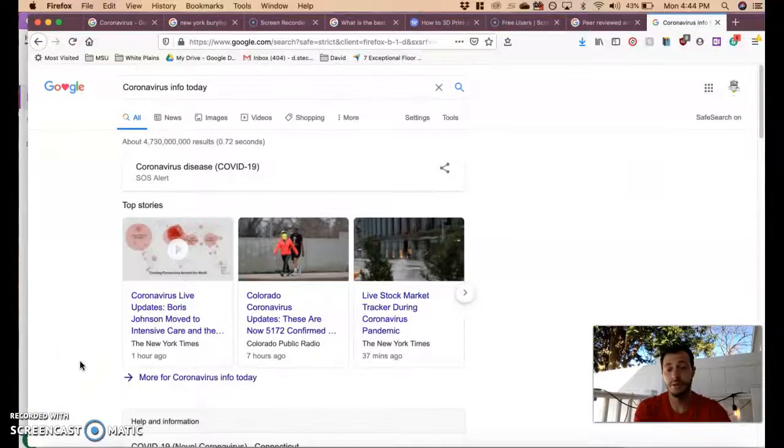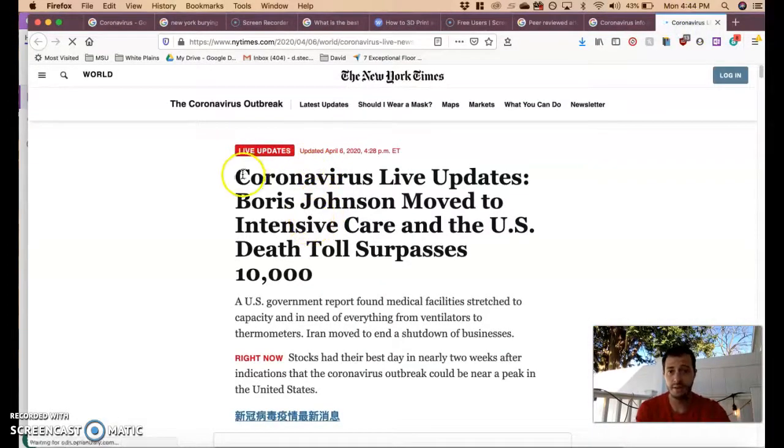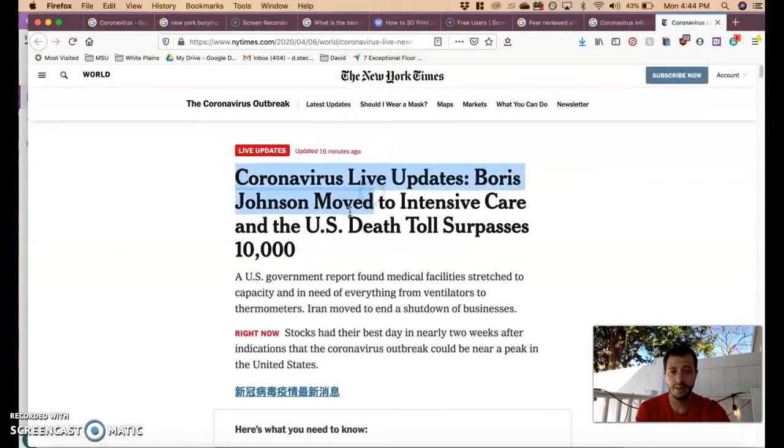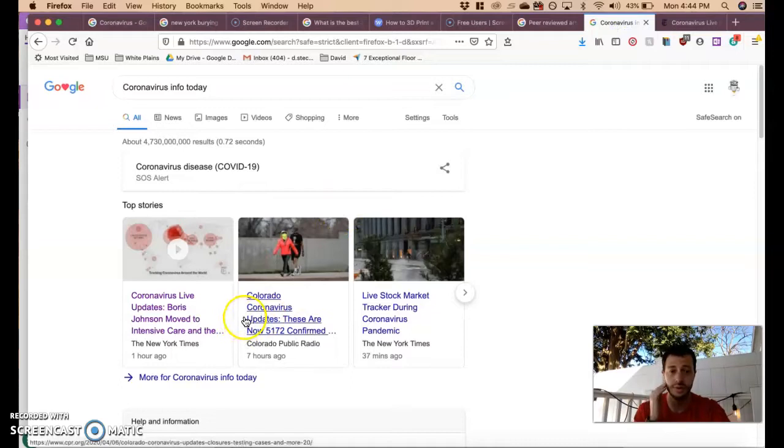One example in current events right now is relating to coronavirus. Boris Johnson was moved into the intensive care units, according to the New York Times. So if I click on this article over here, I want to check the accuracy of this. It's claiming that he, who is a member of the royal family in the UK, was moved to an intensive care unit. So in order to figure out if that's true, we want to check other sources to see if that is also what they're claiming.